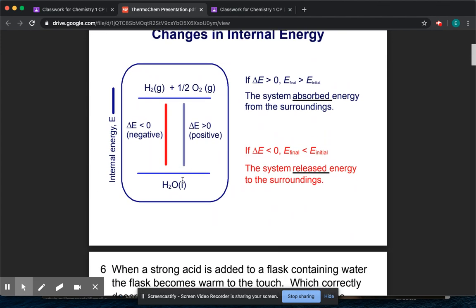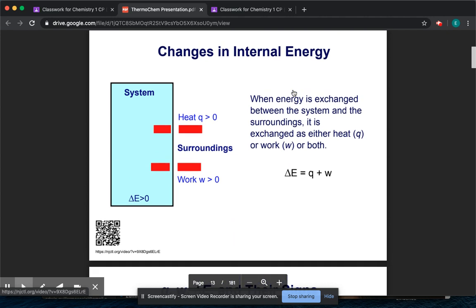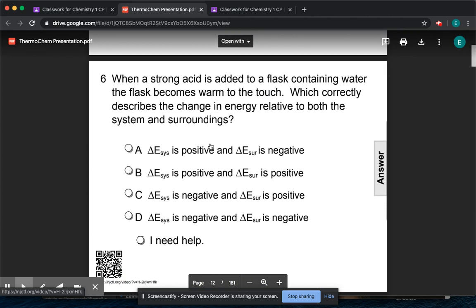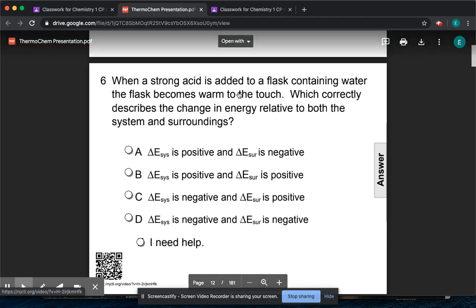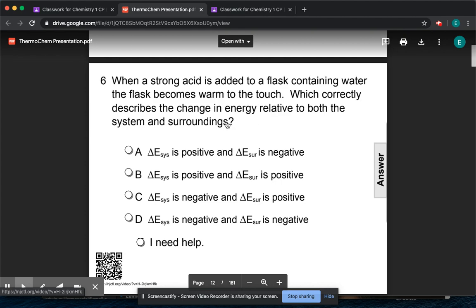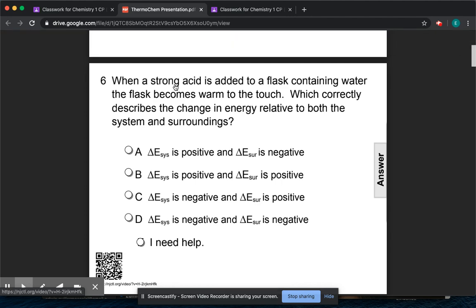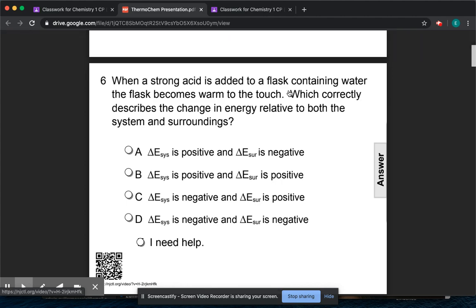And again, you can have energy absorption or you can have energy release. All right, let's think about this. When a strong acid is added to a flask containing water, the flask becomes warm to touch. So we added the acid and then it became warm. Which correctly describes the energy in relation to both the system and the surroundings? Again, I told you the system is the reaction. So the system would be the acid plus the water. That's my system. It says the flask became warm to touch.